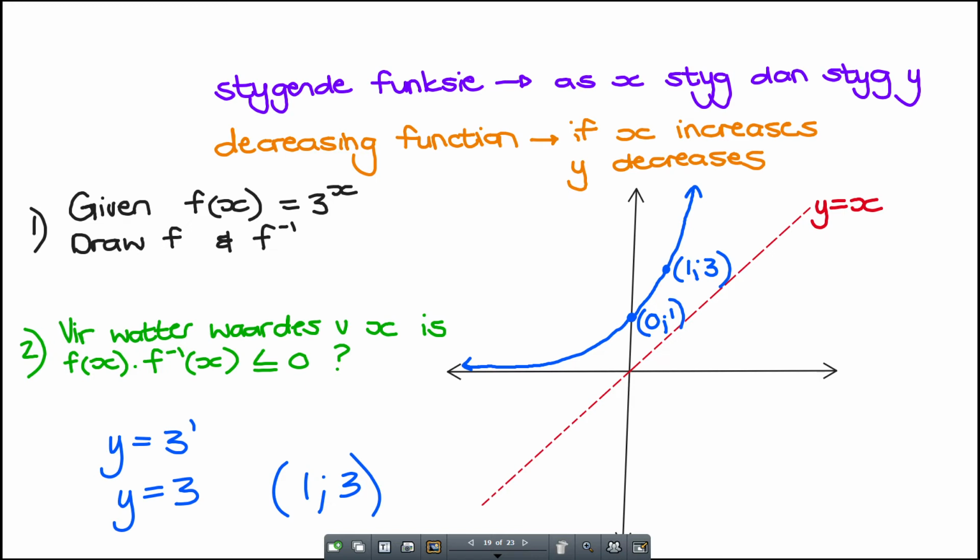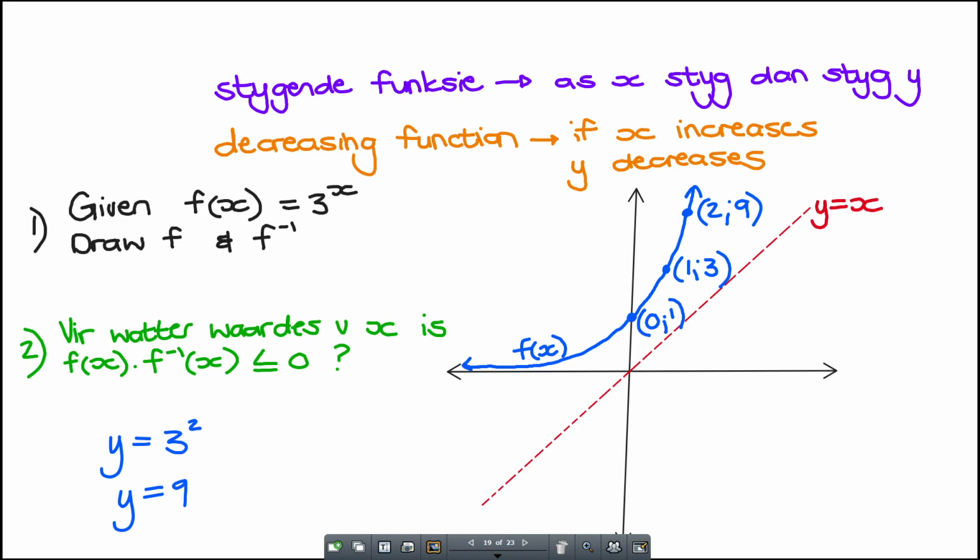Good. Now I say, what if x is 2? Dan gaan ek hê x is 2, then y will be 9. So sit ek hom gou daar op. X is 2, y will be 9. So this is f(x).